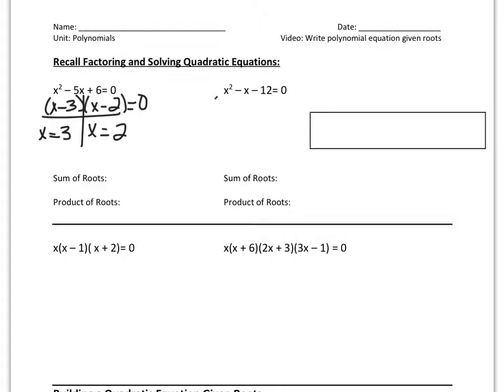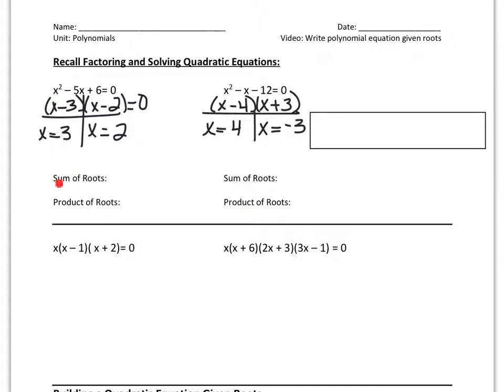2. And again, if I quickly factor this one, I'll get x minus 4, x plus 3. And if I want to find the roots, I'll set each piece equal to 0 and get x equals 4 and x equals negative 3. Now I want to show you something unique about the sum of the roots and the product of the roots and the equation that you can build from that.